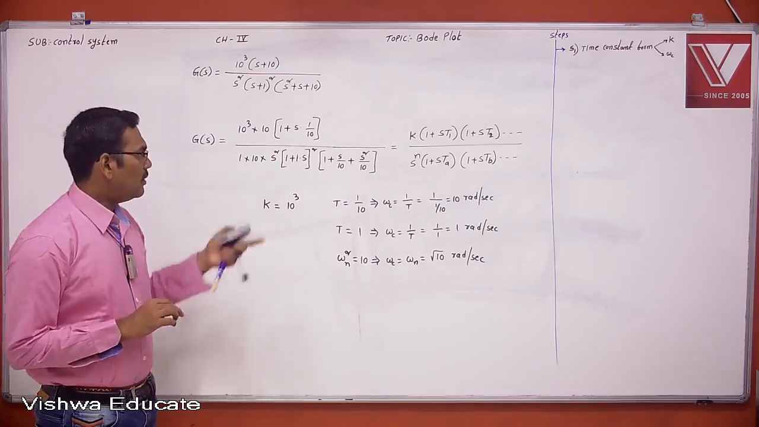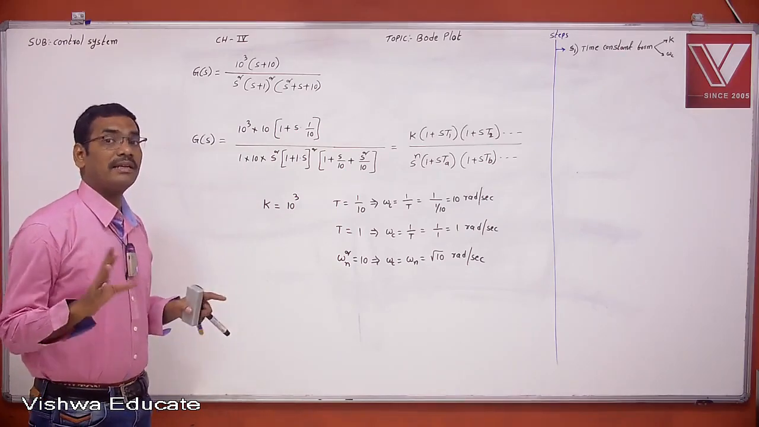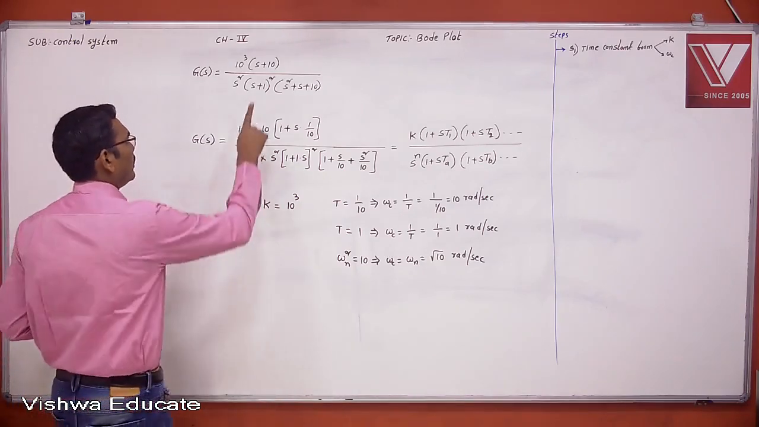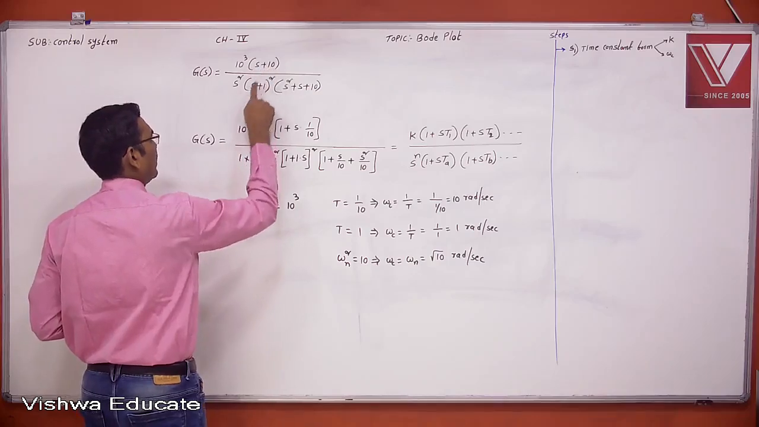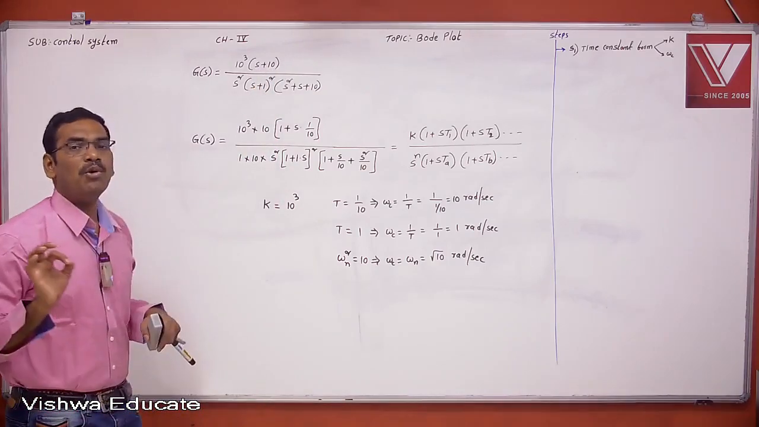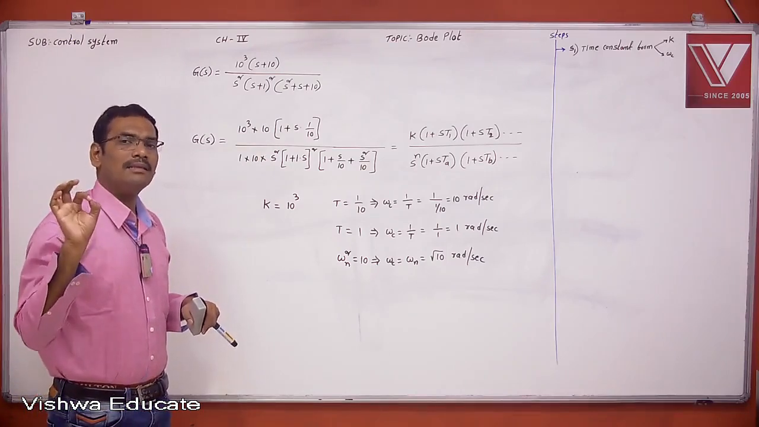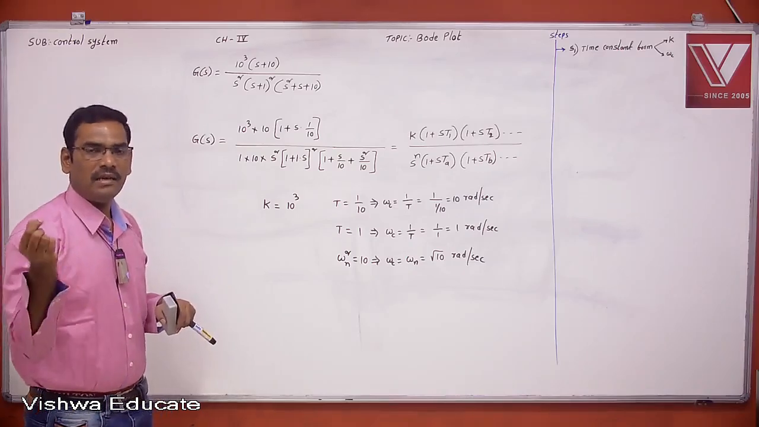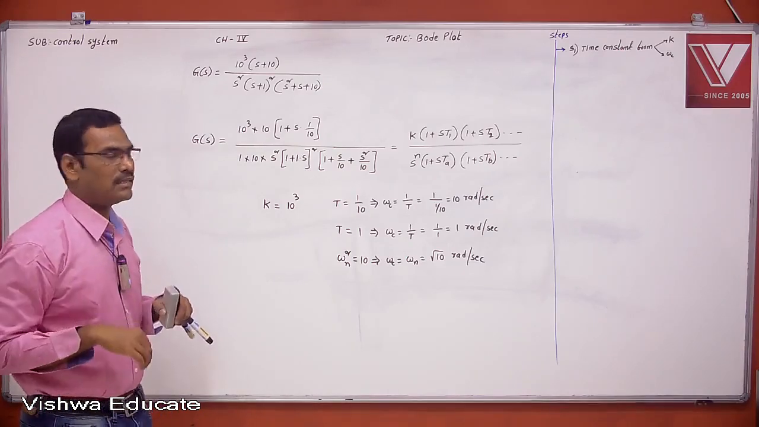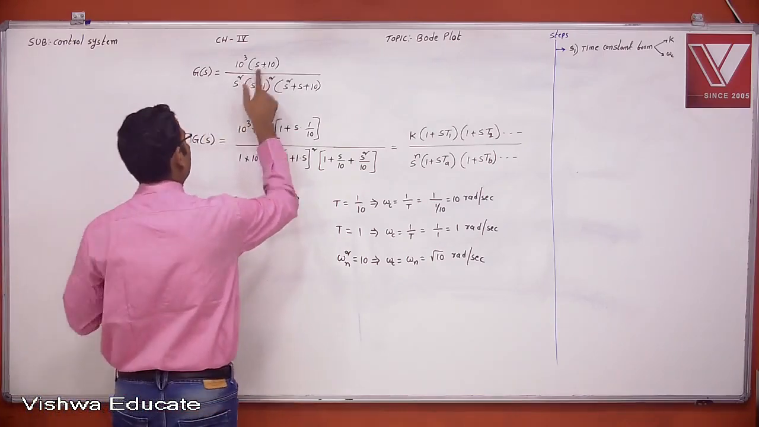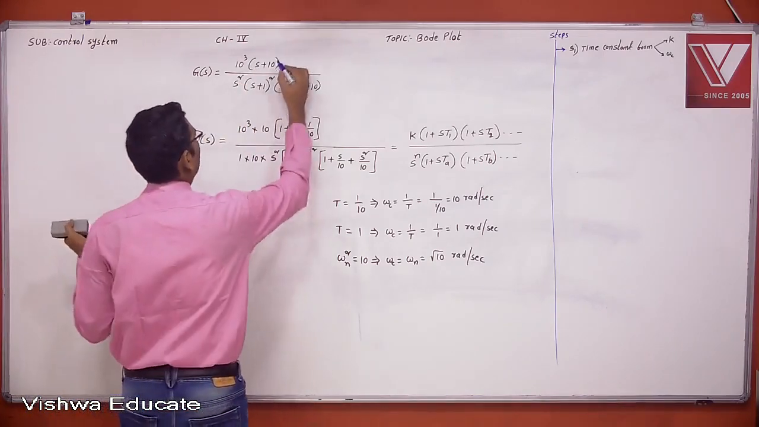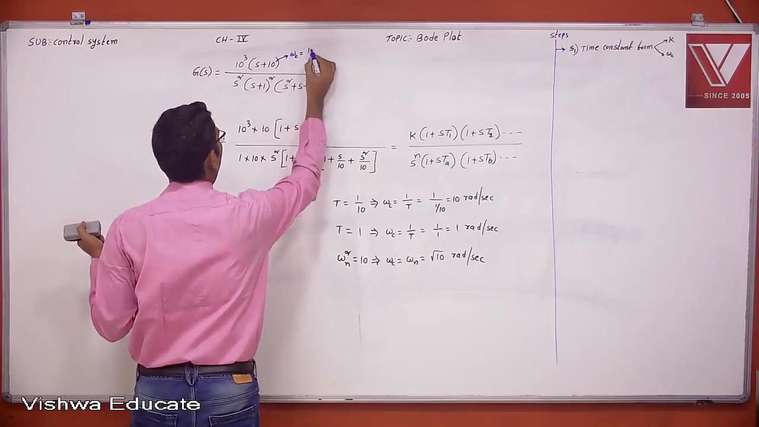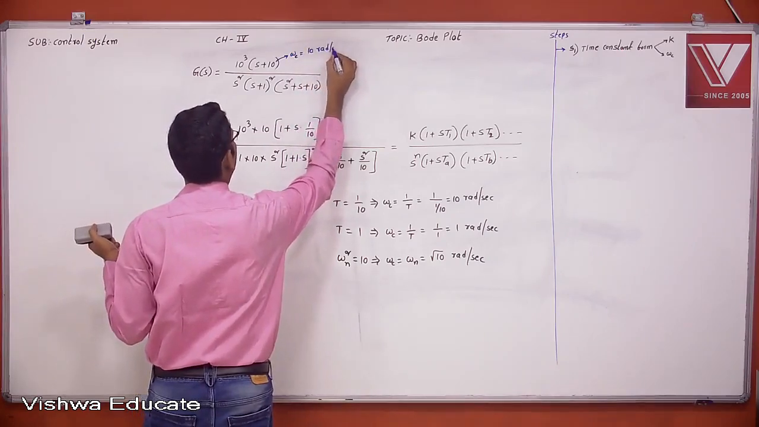But this is the procedure; the next time you don't do this procedure. I'm giving one shortcut method also. If it is a pole zero form, meaning s plus z or s plus p form, then that zero or that pole is directly the corner frequency for that particular simple zero or simple pole. So s plus z, therefore omega C is equal to 10 radians per second directly.